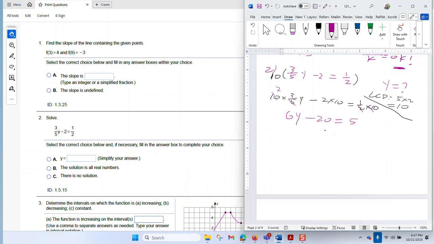Now it will be really easy. We add 20 on both sides. So we have 6y equals 25, and then you divide both sides by 6. So y will be 25 over 6. There's no common factor here, so this is the lowest term. If it were 24 over 6, now you would need to simplify. But this one is 25, so that is your final answer here.